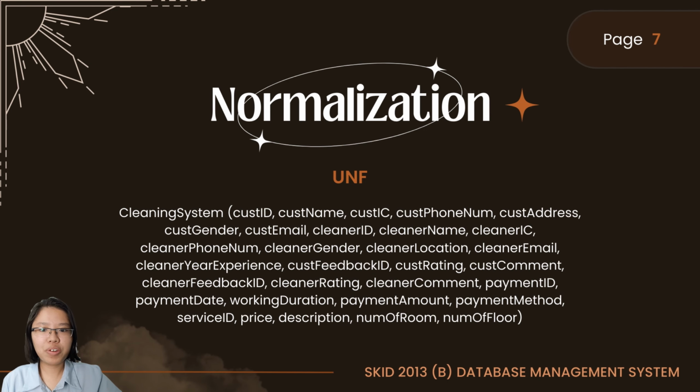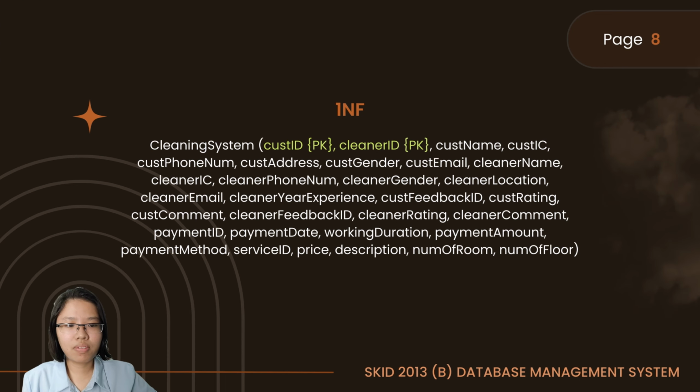Now I will continue with the normalization. For the unnormalized form, UNF, we transform all the attributes from the information source, which is our ER diagram, as the name of cleaning system. Next, for the first normal form, 1NF, we will remove the repeating group and nominate an attribute or a group of attributes to act as the key for the unnormalized table. We identify cash ID and cleaner ID as the primary key of the cleaning system.